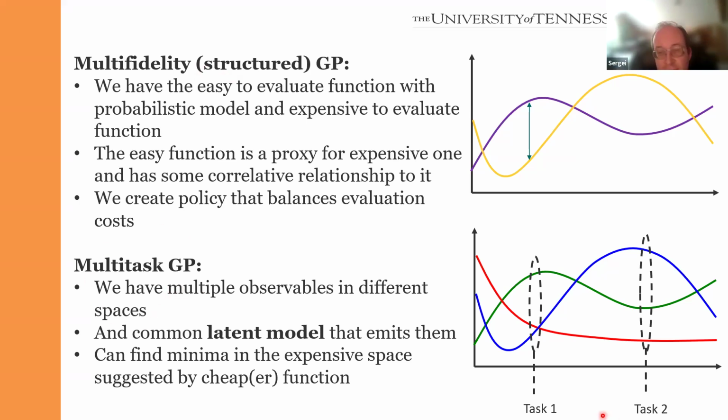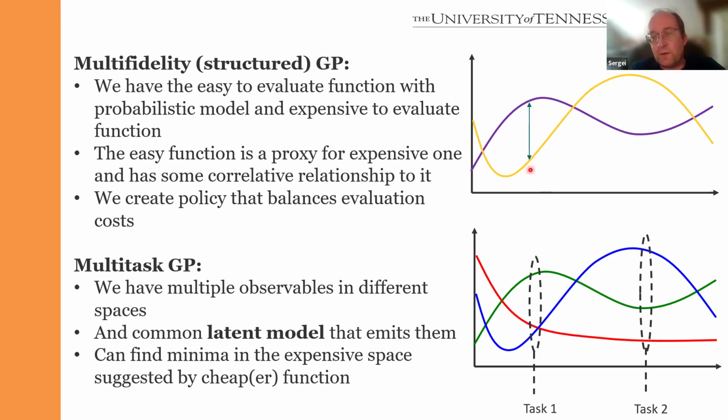But the important difference is on the side of the mathematics, how it is realized internally. So the typical example for multi-fidelity Gaussian process is that we have an easy to evaluate function and an expensive to evaluate function. The easy function is considered to be the proxy for the expensive one, meaning that there is some correlated relationship between the two of them. And then our task is to learn the expensive function using the cheap function.